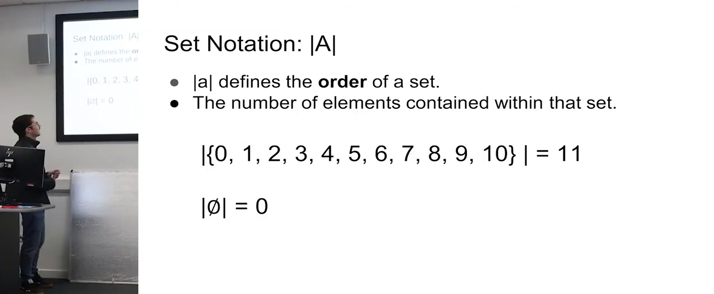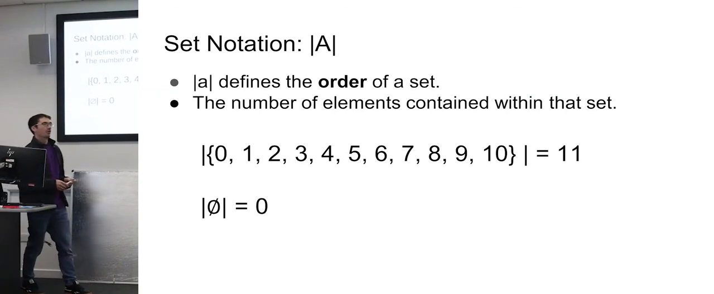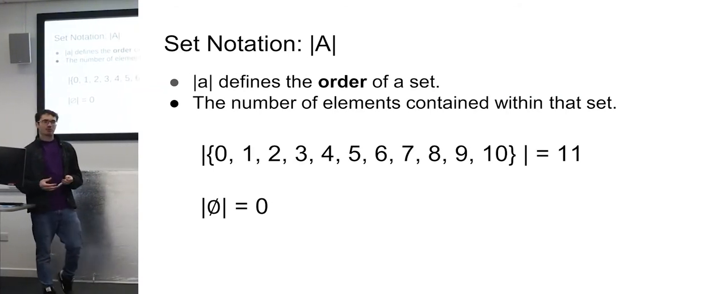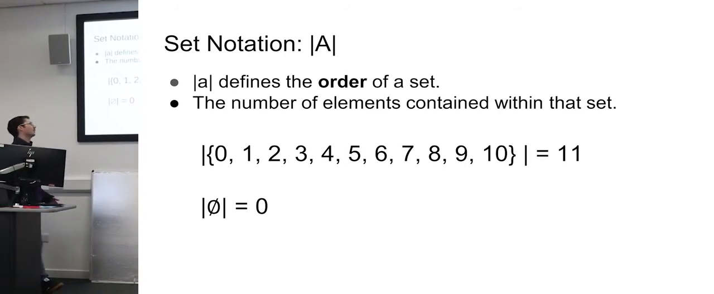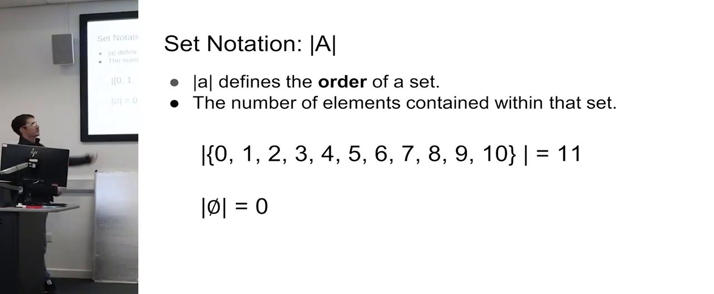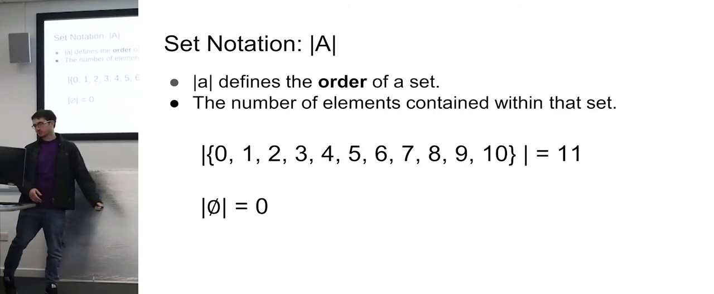Then these sets have something called order, and order is just the number of elements contained inside the set. So the set of numbers 0 to 10 has 11 elements, so its order is 11. The empty set has 0 elements.